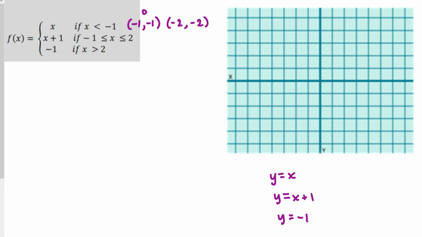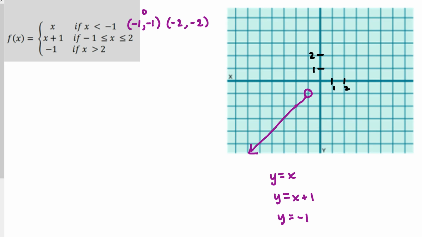Okay, so let's go by ones again on this graph and start by plotting the open circle at negative 1, negative 1. And then we also have a point at negative 2, negative 2. So starting at the open circle, go through the other point and keep going.